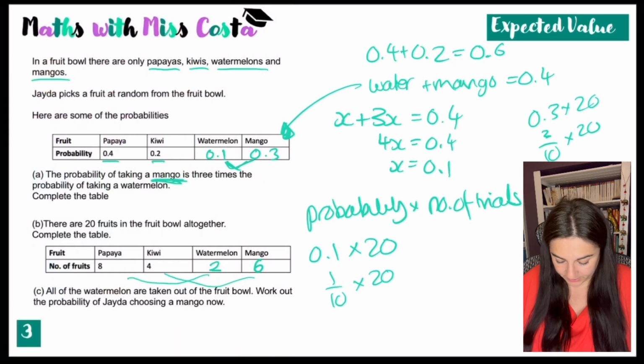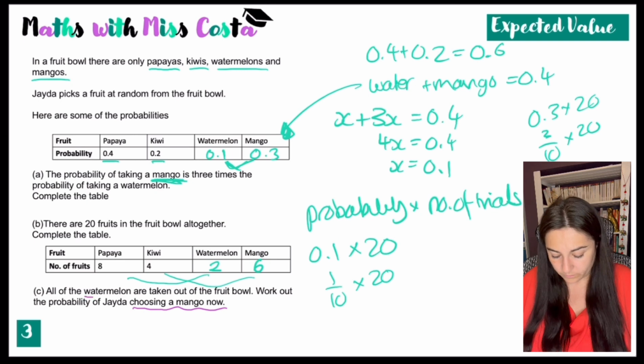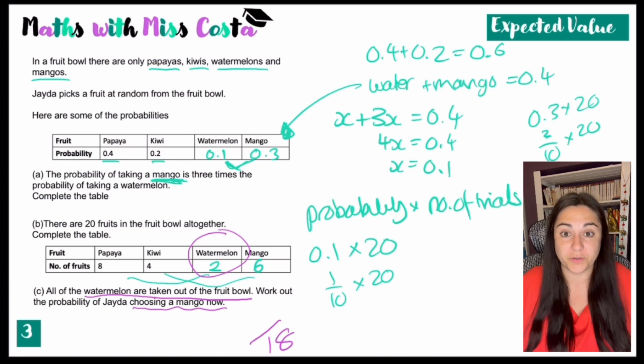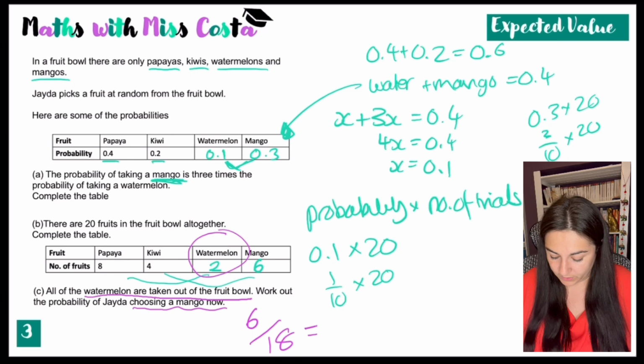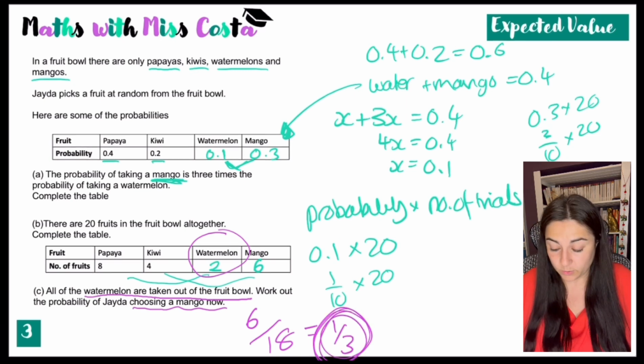Okay, and the last question. Jada is choosing a mango, but all of the watermelon are taken out of the fruit bowl. So 2 fruits are removed. So therefore the fruit bowl has 18 fruits remaining. So my total probability would be out of 18. Work out the probability of Jada choosing a mango. Well, that's 6 out of 18. You could simplify that if you wanted to a third. And that's all.